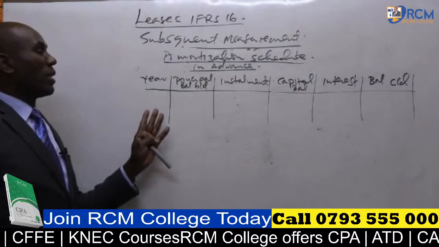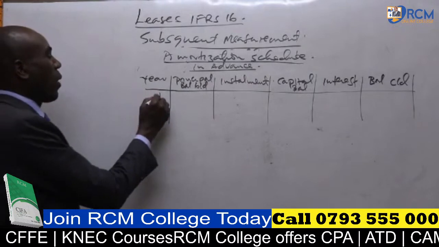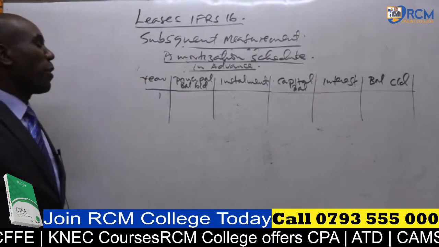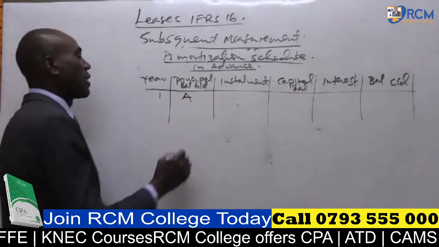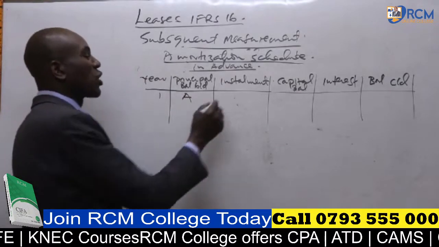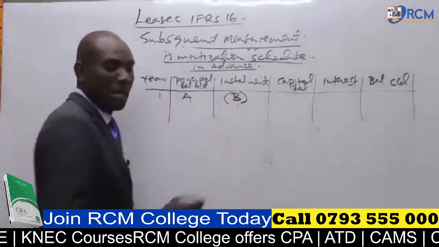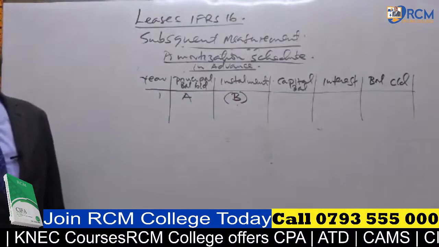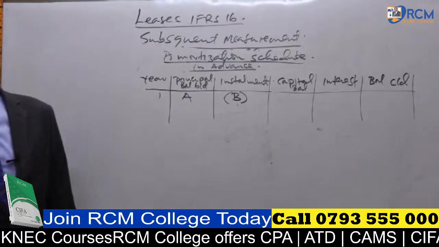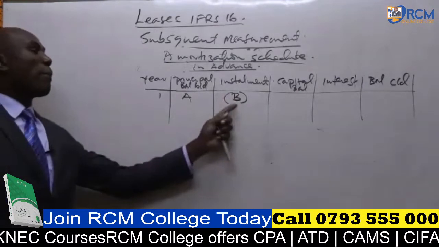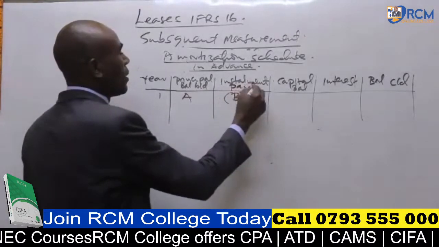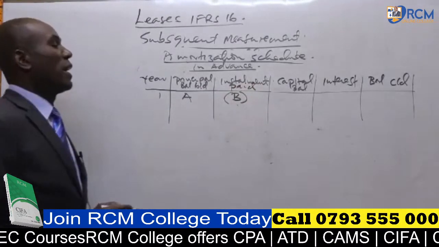Here, we start in year one. Our year is year one. Principal balance, let me put it A. That is my principal balance. Then installment, I make it B. I'm paying out installment paid. You can say installment paid.